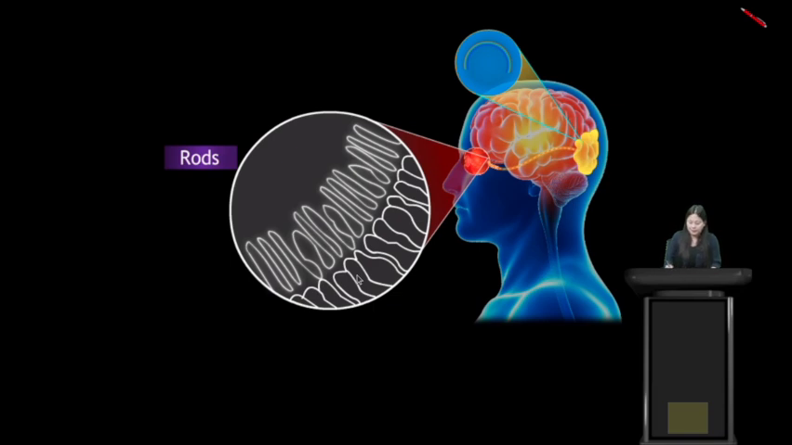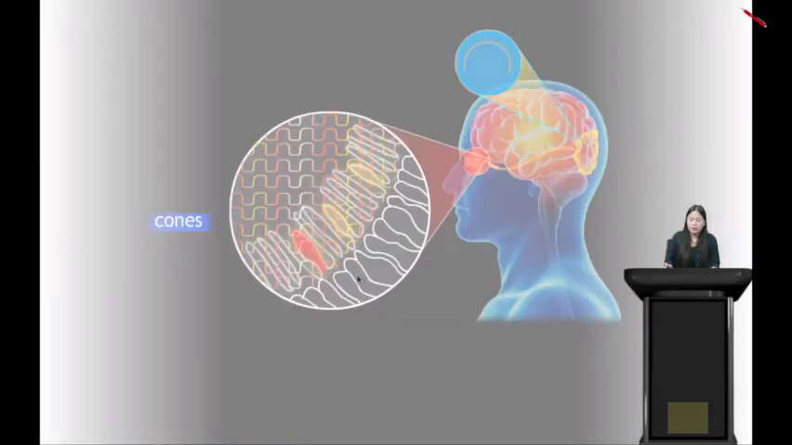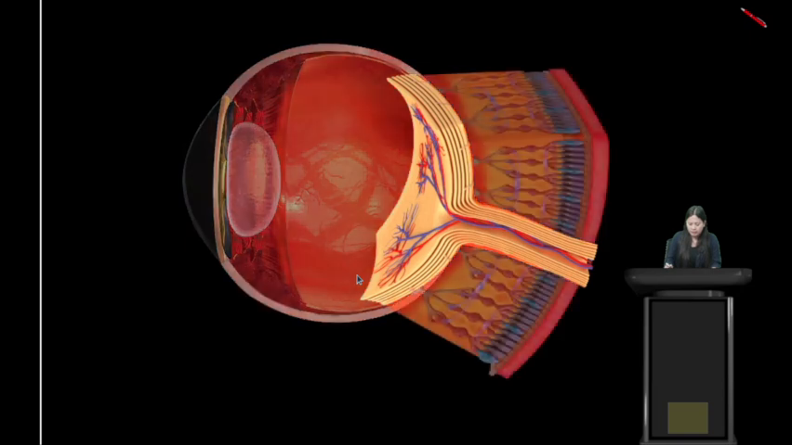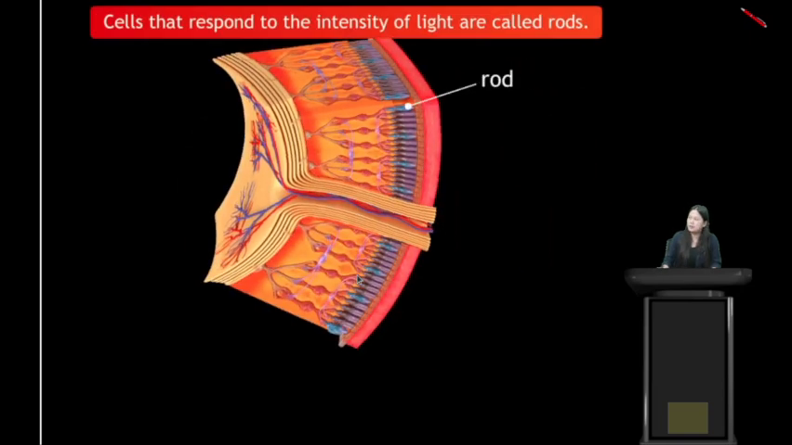There are two types of cells known as the photoreceptor cells. The first is the rods and the second is cones. These two cells, rods and cones, help us to see different colors. So here, this is our eyes. We have two types of cells. The first type is rod.